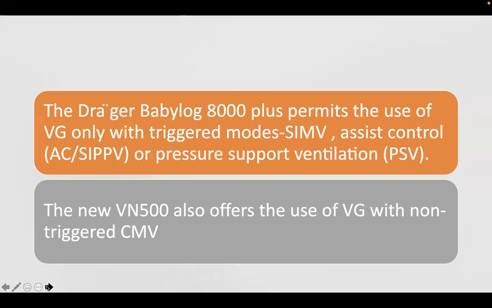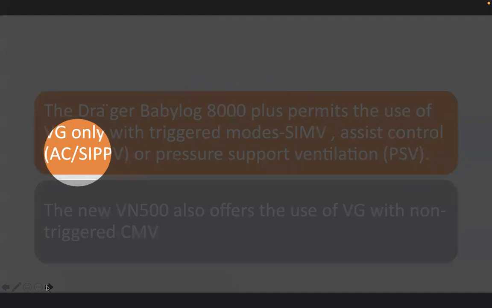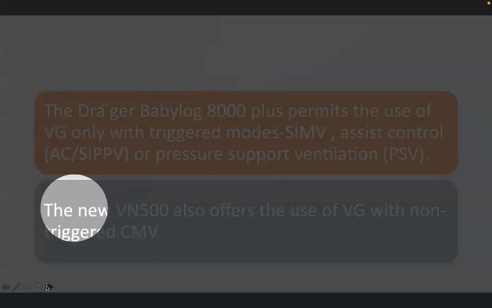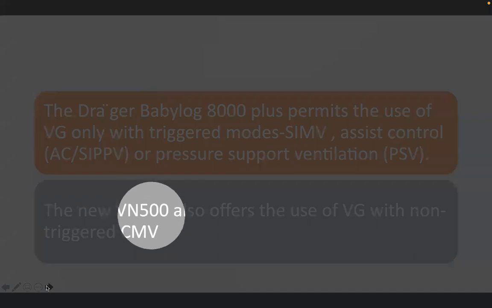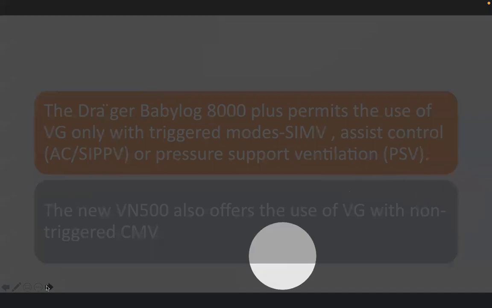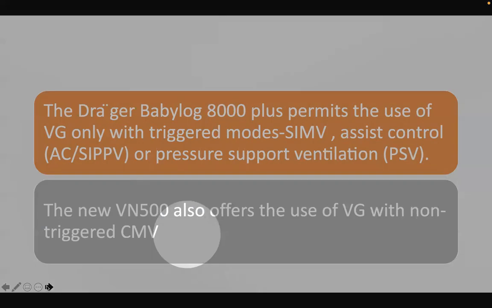The Babylog 8000 plus permits the use of VG only with triggered modes of ventilation, that is SIMV, assist control or SIPPV mode, or pressure support ventilation. However, the newer VN500 and the VN600 ventilators also offer the VG with non-triggered CMV mode of ventilation. So that is an important differentiator.